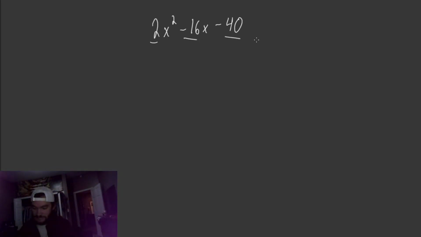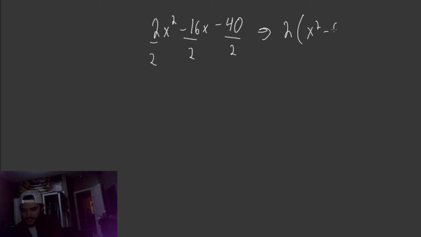I think to myself, ooh, I can probably take out a 2 from all of these, right? Technically, if I divide all these by 2, that can work. So I'm going to take a 2 out, leaving me with x squared minus 8x minus, what is that, 20? That looks pretty good to me. Okay. Now, I'm going to keep this in mind.